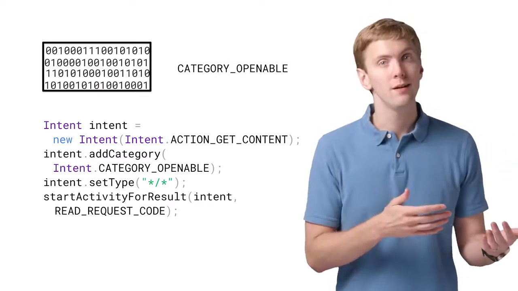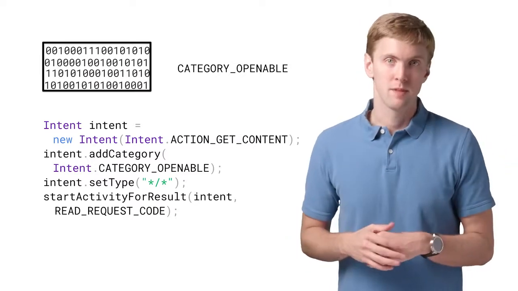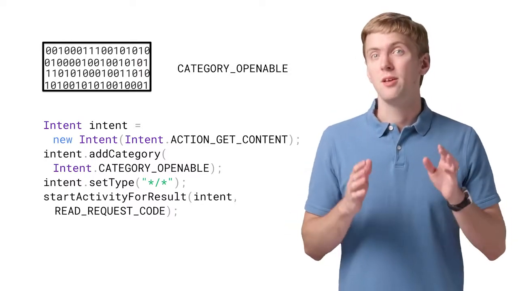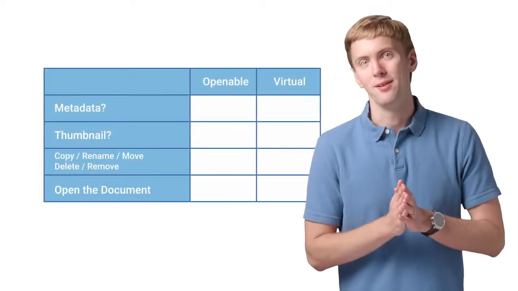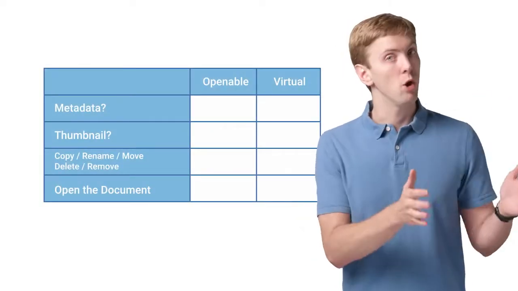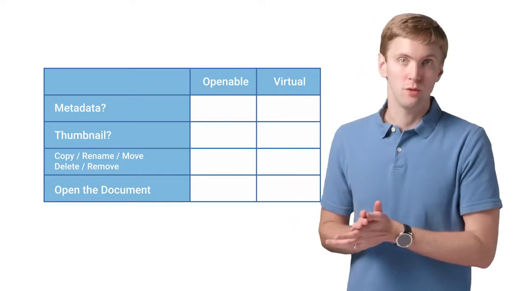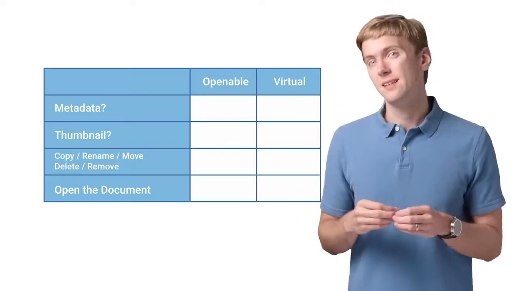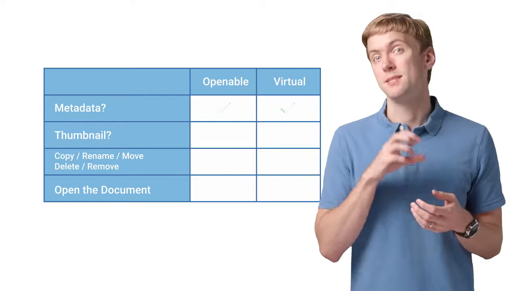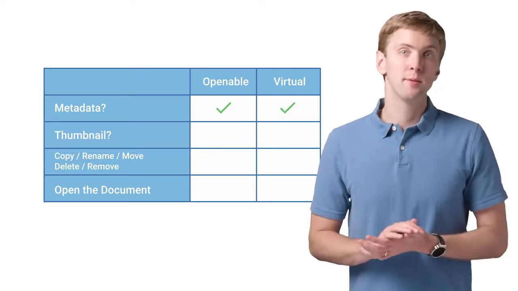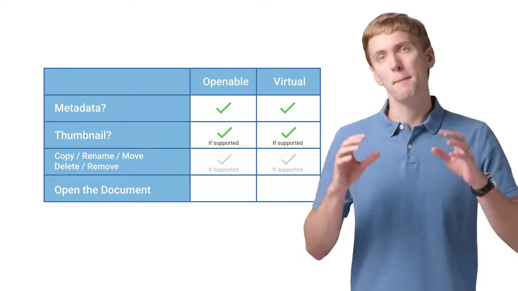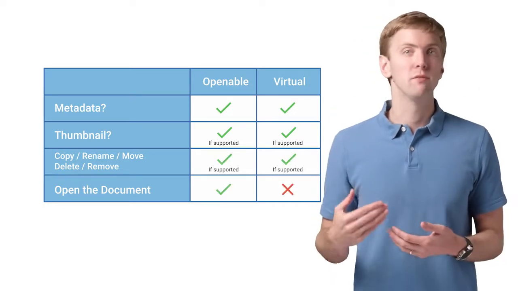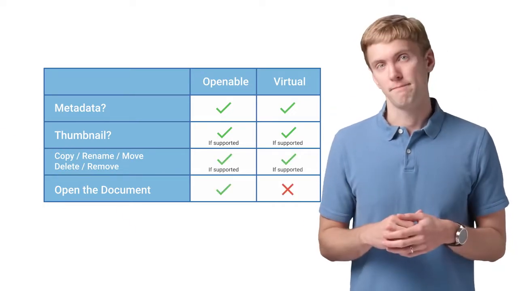Virtual files will appear, but they won't be selectable. If you're already using that category, you never get a virtual file, and you don't need to worry about them. But if you don't include Category Openable, the user will be able to select both openable files and virtual files. In both cases, you'll be able to get the document's metadata and use other documents provider APIs, such as getting a thumbnail if supported. But beyond that, you'll need to handle virtual files a bit differently.